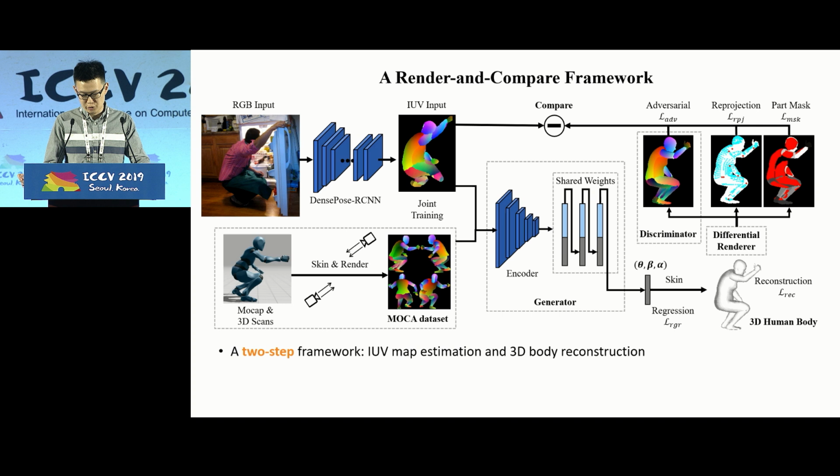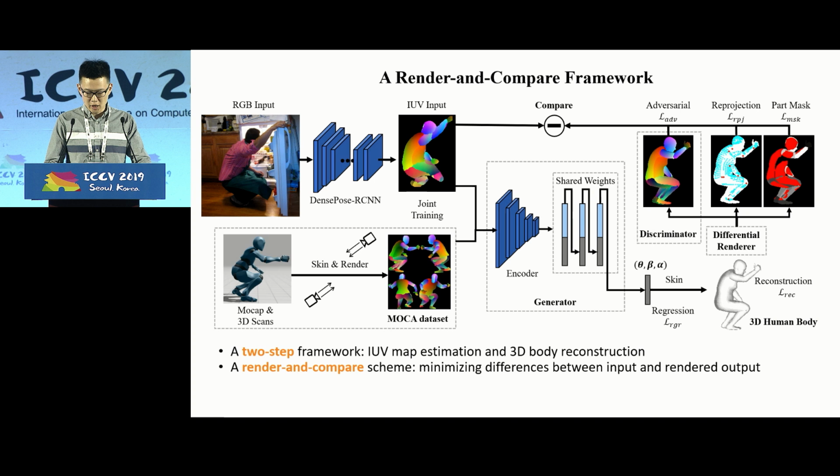We notice that not all training datasets have fully paired ground truth. So what we do here is incorporate a differentiable renderer, which lets us project the reconstructed 3D human body into multiple subspaces, such as the rasterized IUV images, dense reprojected landmarks, and part masks, so that we can compare with the input to minimize the differences between the input and the rendered outputs.